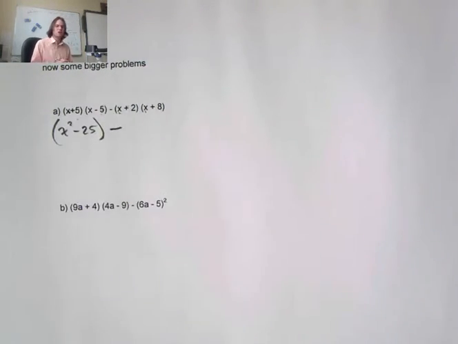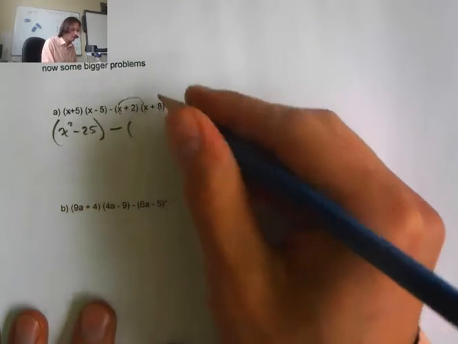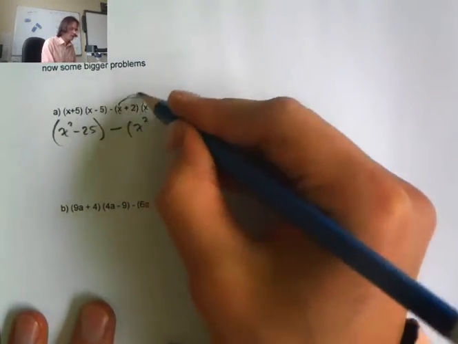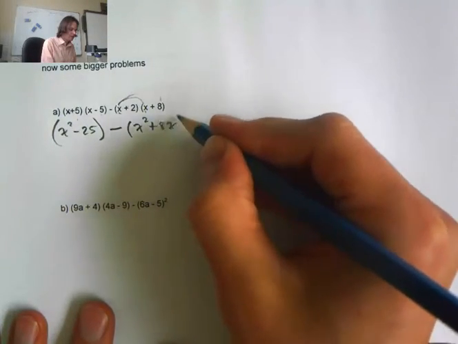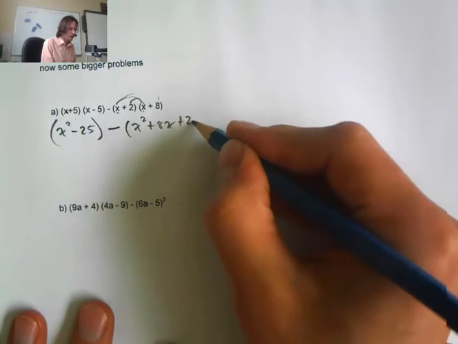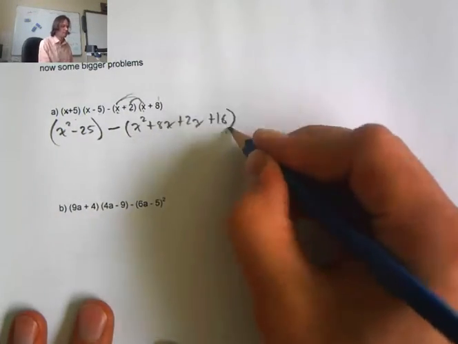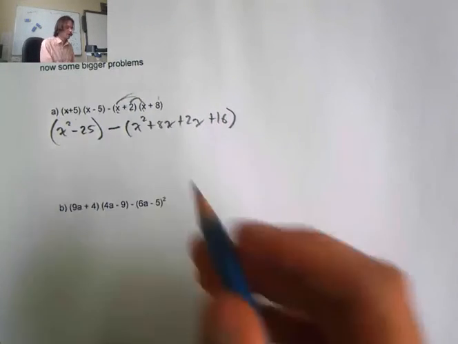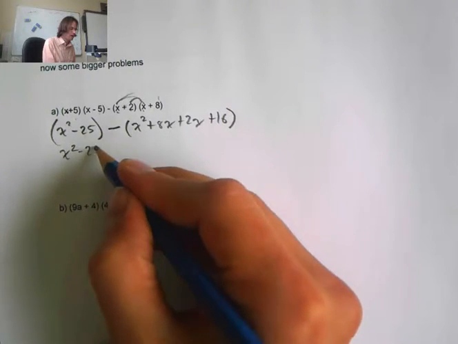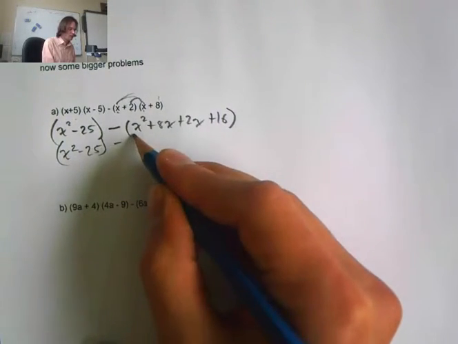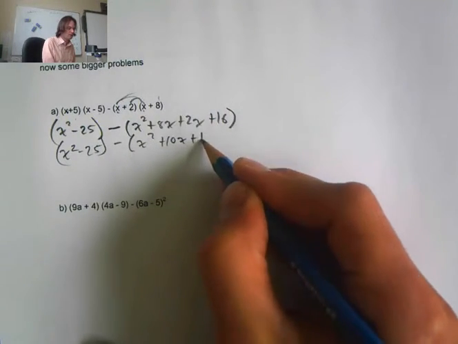Here, these are different. So I'm going to have to use the distributive property here. So I'm going to have x multiplied by x is x squared. X multiplied by 8 is going to give me plus 8x, and then plus 2x, and then this and that is going to give me plus 16. Okay? So I'll multiply everything together. Now combine like terms. I have left x squared minus 25, and I want to subtract x squared plus 10x plus 16.